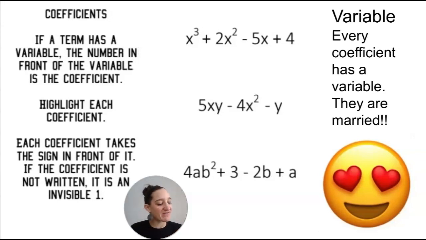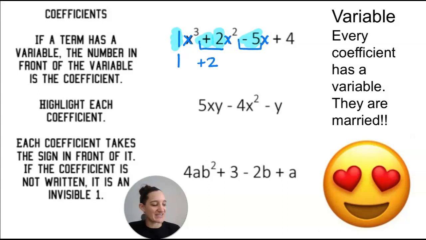And here we have a variable, but it's not what we're looking for. Maybe I'll look at these variables first, because every time there's a variable, there's going to be a coefficient in front of it. Okay. And remember what I said, if it's not there, then it's an invisible 1. So this coefficient is 1, this coefficient is positive 2, and this coefficient is negative 5.